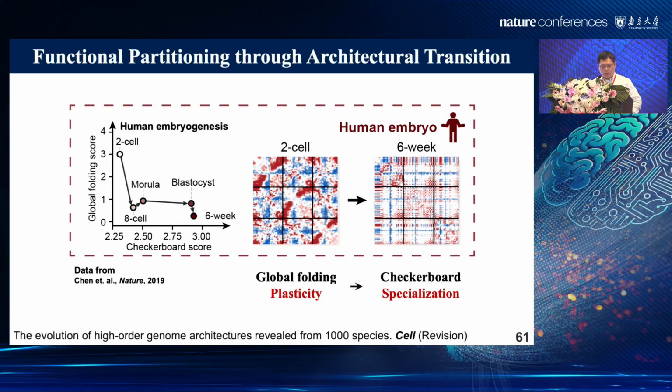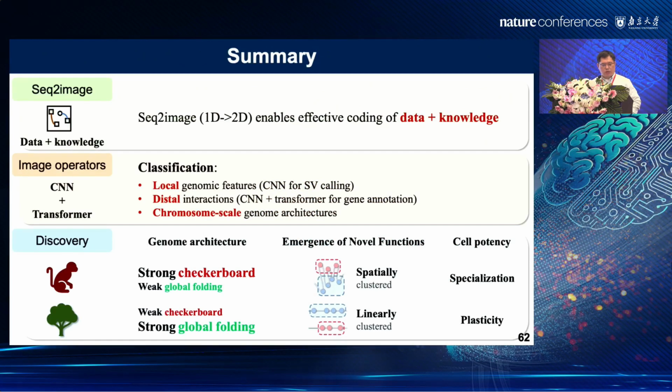All right, so this is the summary of the slides. Today I talked about sequence to image, where we can convert a one-dimensional sequence into a two-dimensional image, which enables effective coding of data and knowledge. Second, we demonstrated that we can use all kinds of image operators to do local, distal, and chromosome scale classification. And also one discovery: we can use the sequence to image approach to analyze 3D genome evolution.